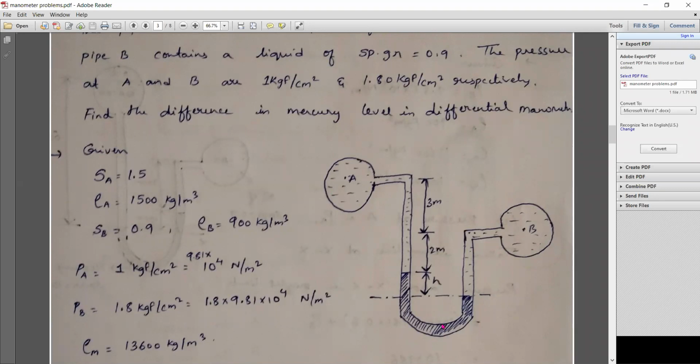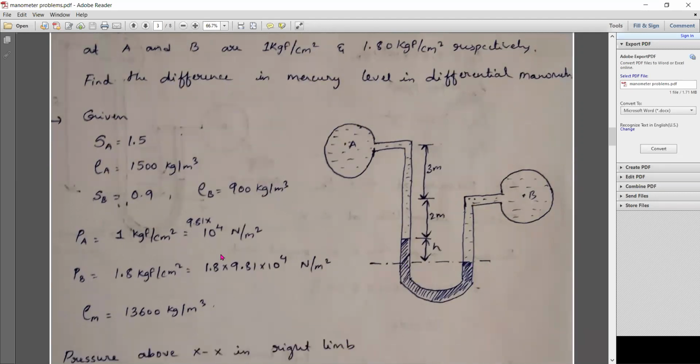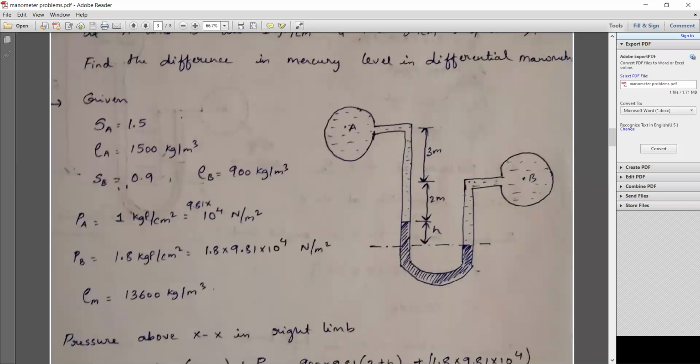After writing the given data and after drawing the diagram, please write down. Now, what we need to know, we need to find the pressure in the left limb above the datum line, above this datum line. Again, we should calculate the pressure in the right limb. So both should be equated since at the datum line, the pressures are equal. Okay. So first, after writing this, write on the point, pressure above the datum line XX in the right limb.